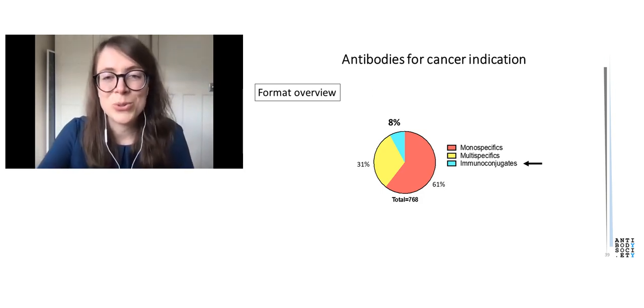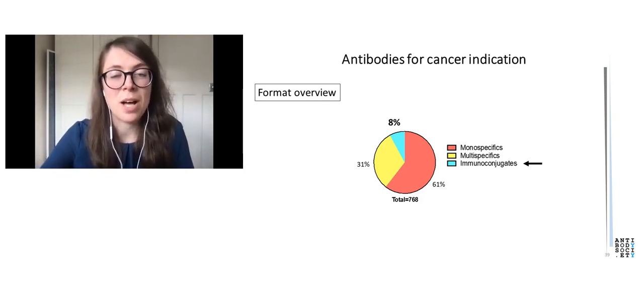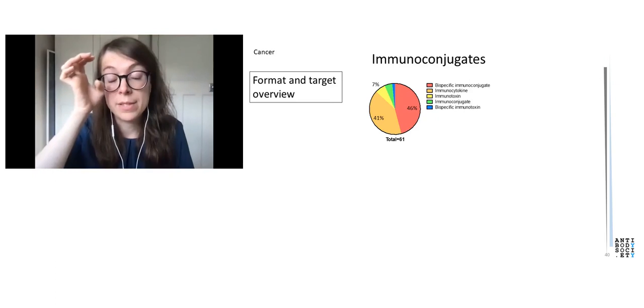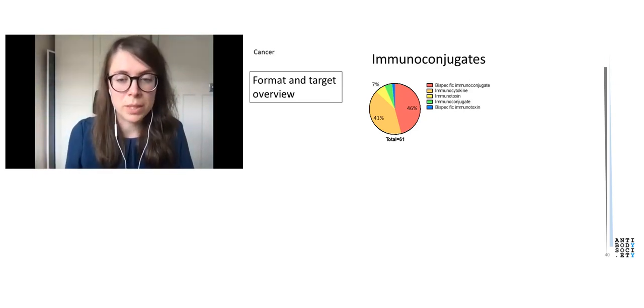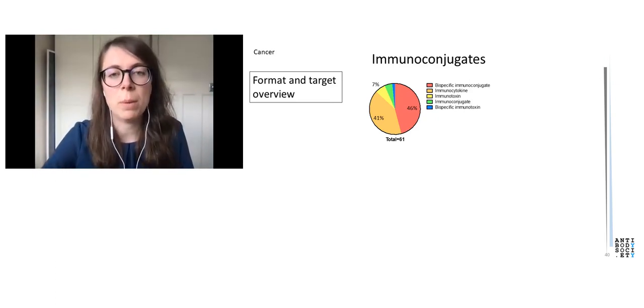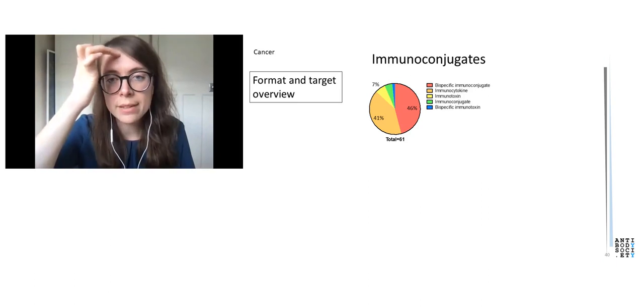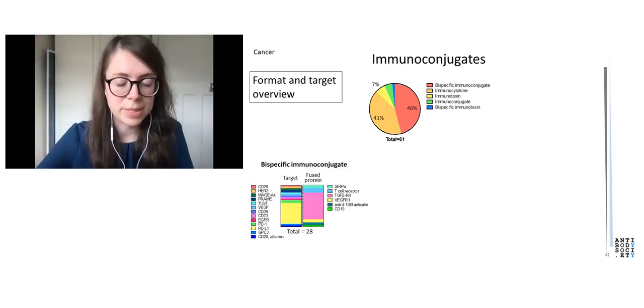And now I'm going to talk about the last group of antibodies for cancer indication, immunoconjugates, which are 8% of the antibodies for cancer indication group. We have stratified them according to the format, and today I'm going to talk to you about bispecific immunoconjugates, 46% of the immunoconjugates group, immunocytokines, 41% of the immunoconjugates group, and immunotoxins, which are only 7%.